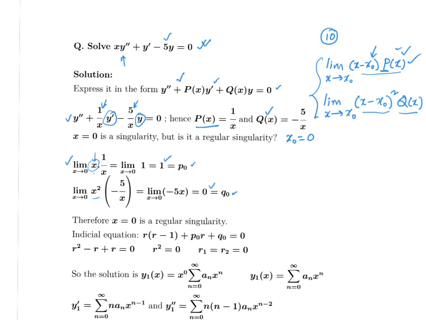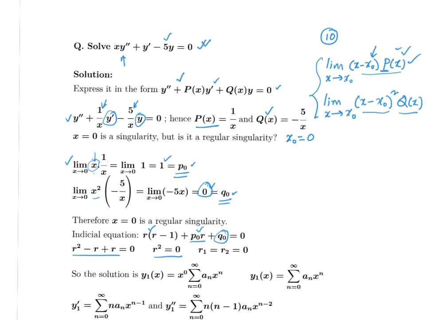So the first limit is called p sub 0, the second limit is called q sub 0, lowercase both of them. And then your indicial equation would be r times (r minus 1) plus p sub 0 r plus q sub 0 is equal to 0. We found p sub 0 to be 1, so we just plug in 1. And q sub 0 is 0. That's going to give me r squared minus r plus r is equal to 0.